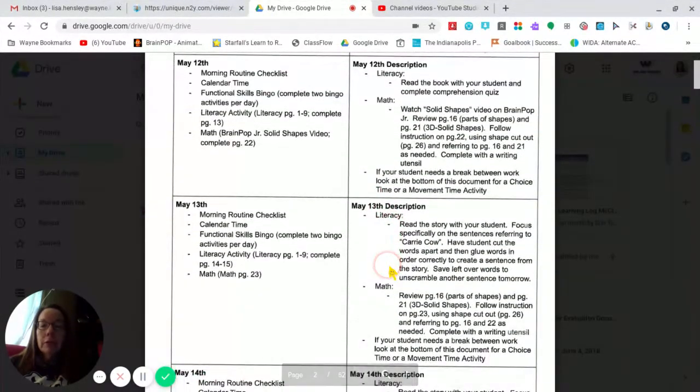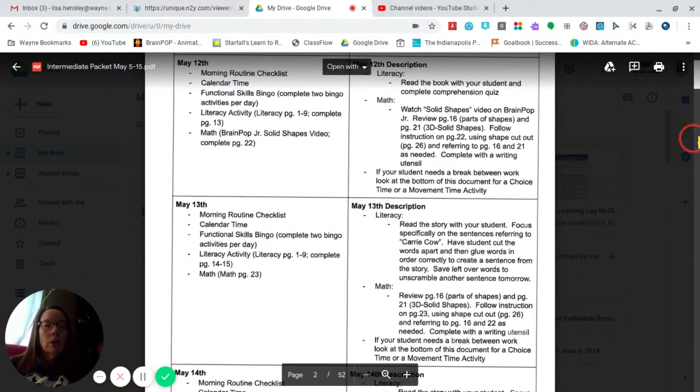Here we go. So you are going to need lots of different pieces of paper again. We're going to review page 16, which is the parts of shapes, and page 21, which is a description of our 3D solid shapes. And then we're going to complete page 23, and you're going to use your shape cutout from page 26. Okay, so that's what you need. 16, 21, 23, and the shape cutout from 26. All right. And you need a writing utensil. So let's look at those papers.